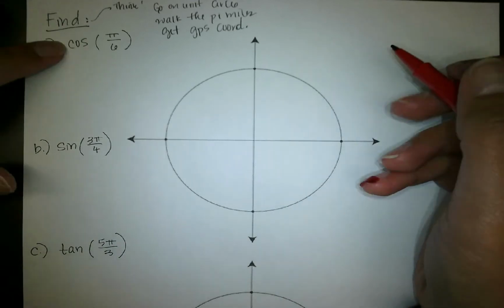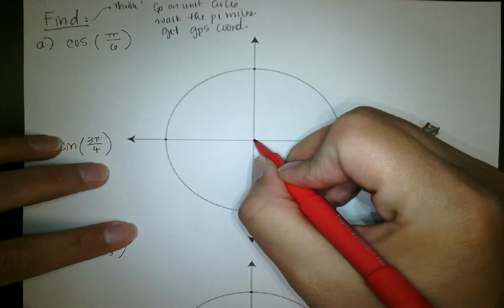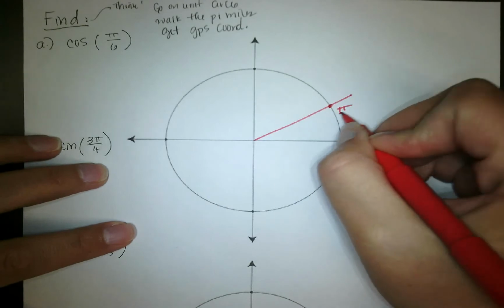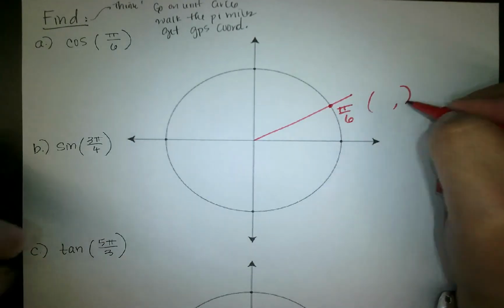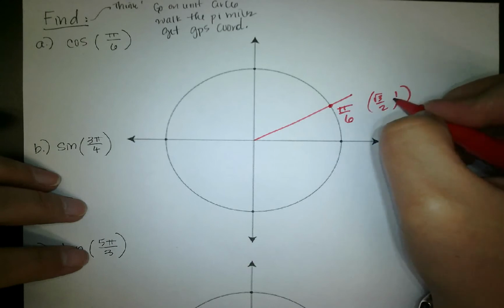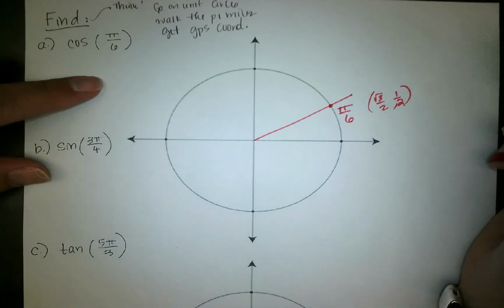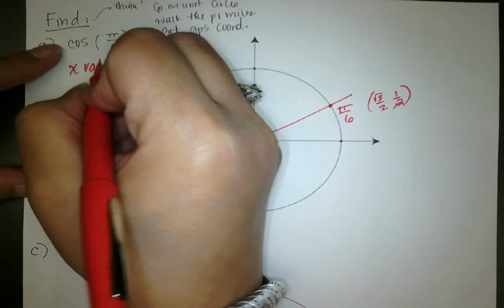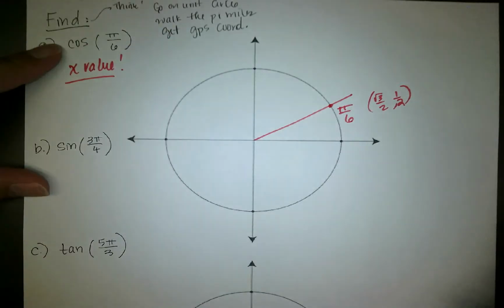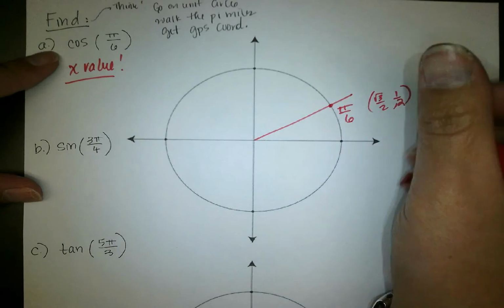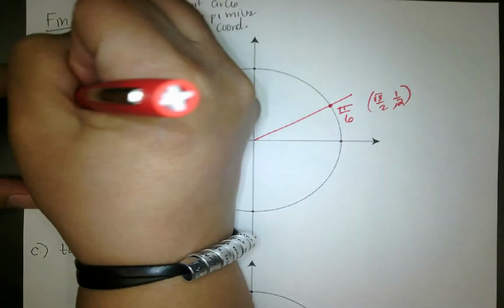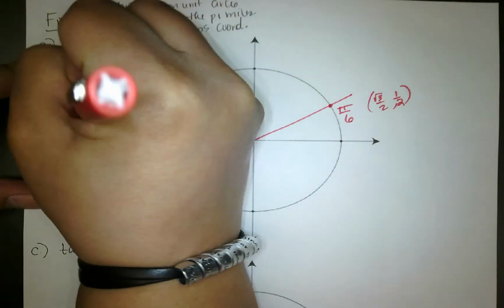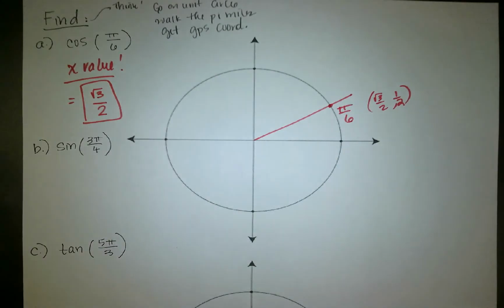Alright. Cosine of pi over 6. So that's a famous guy. There's pi over 6. Okay. And just for practice, I wrote square root of 3 over 2, comma 1/2. What is my cosine value? That's the x value. Okay, so my x value, that is square root of 3 over 2. Done. I have found cosine of pi over 6.